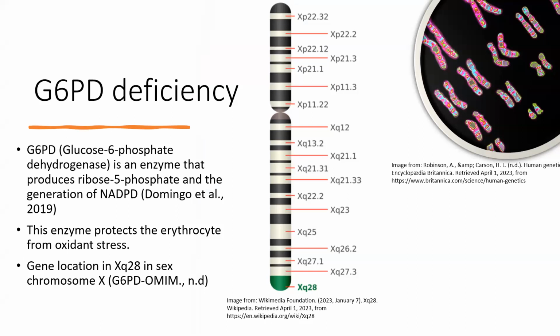The G6PD gene is located on the X chromosome, specifically at the Xq28 location that is shown in this picture right here. The inheritance pattern of this disease is X-linked recessive.